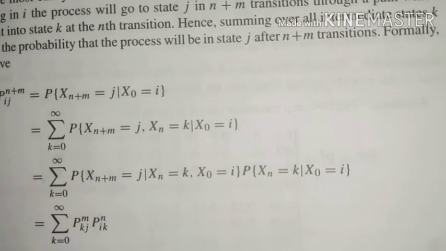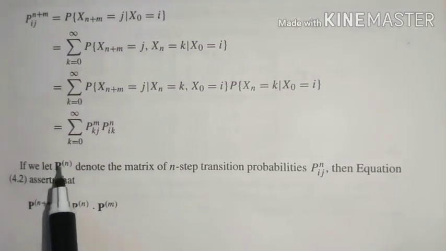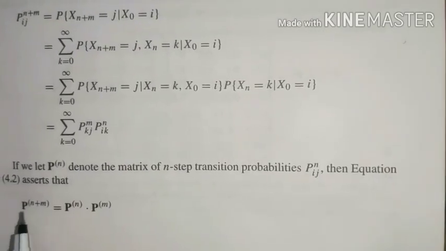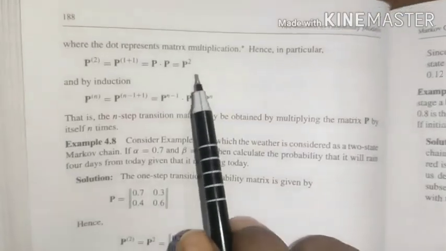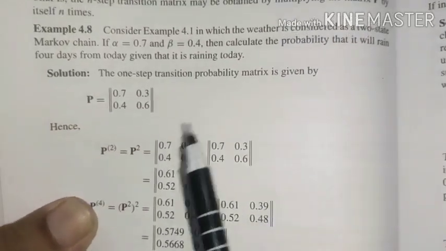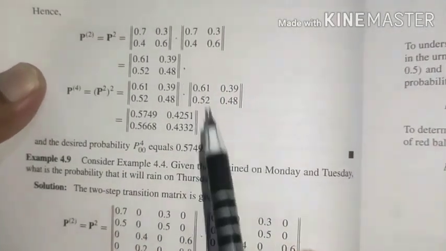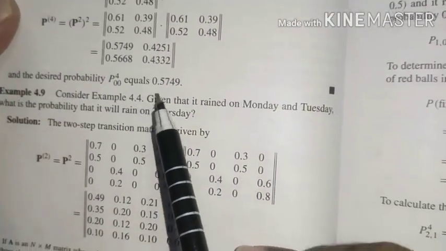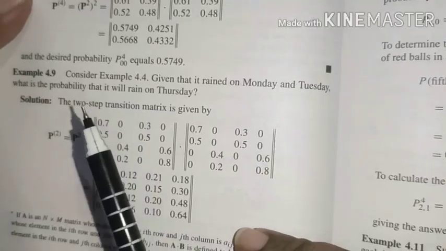In notation, suppose P ij n can be taken as P n, then what is the property? P n plus m equals P n into P m. One plus one, P into P is equal to P square, P n is equal to P n minus 1 plus 1, P n minus 1 into P is equal to P to the power n. For the one-step transition probability matrix P, suppose P square can be found out, P4 can be found out, and so on, P00 equals 0.5749. That is the Chapman-Kolmogorov equation.